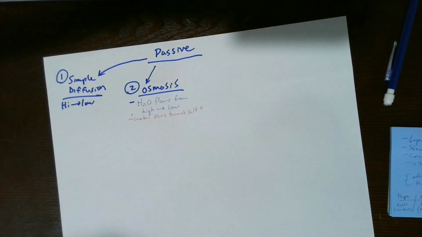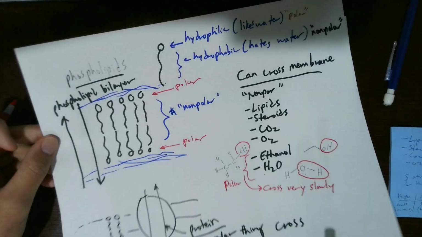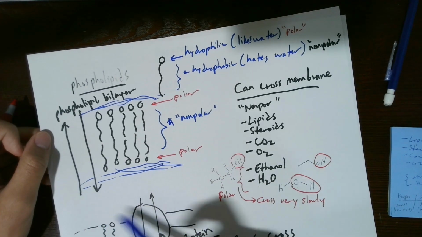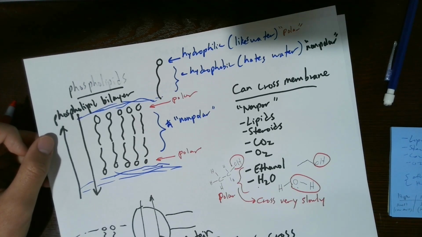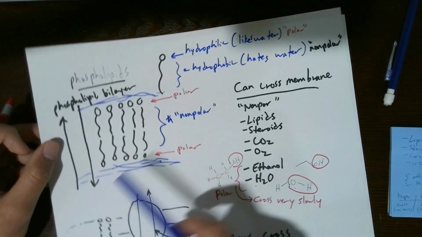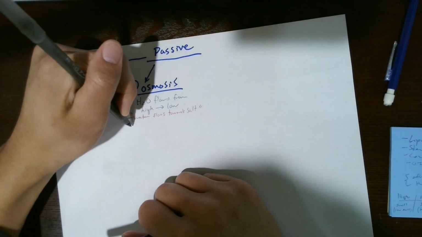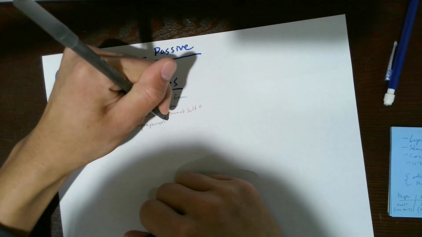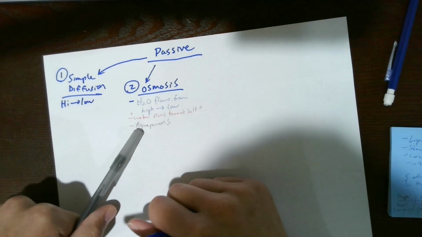And what happens is it goes through the membrane. Like we talked about here, water is one of those things that can cross the membrane slowly, even though it's polar, because it's small. But it's not fast enough if we just let it pass straight through. So in the cell membrane, we have these special channels that allow water to go through, and those channels are called aquaporins.